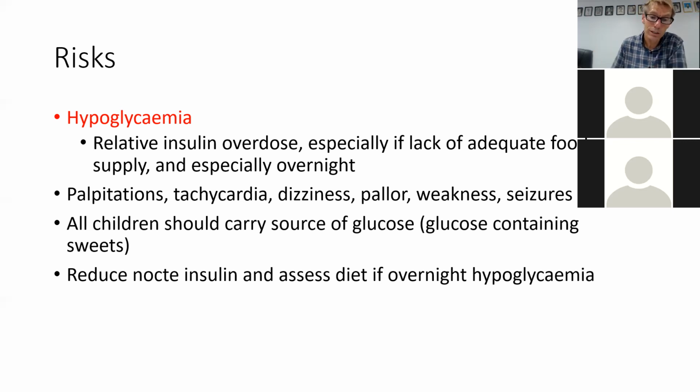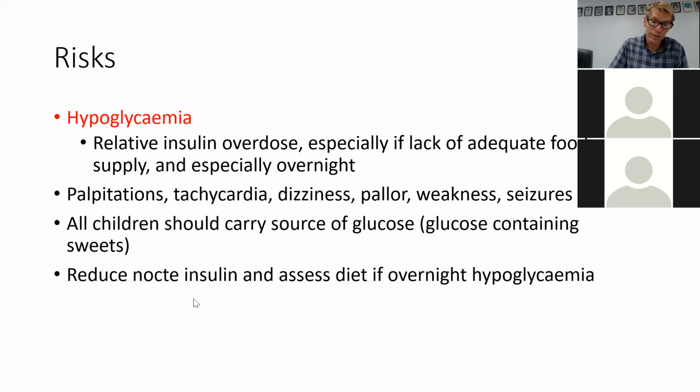You need to teach families the signs of hypoglycemia. Usually they'll have palpitations, feel their heart racing, they may be dizzy or pale or weak, or they may have a seizure. All children should carry a source of glucose, like a sweet that has glucose in it. Barley sugar is good, so that if they start feeling these signs of a hypo, they take a barley sugar.